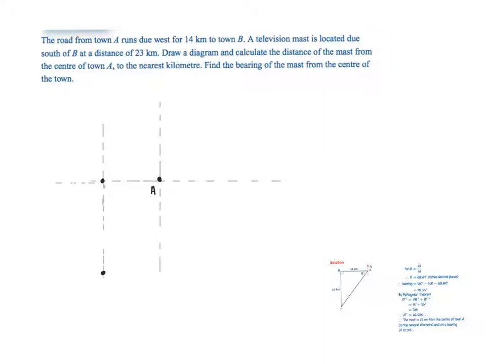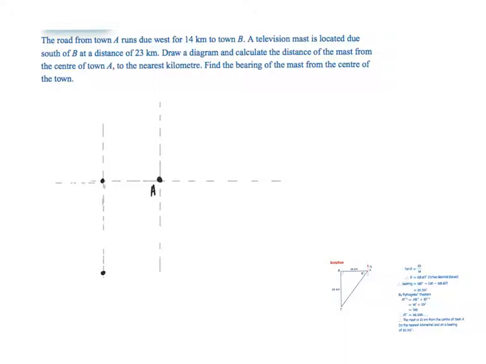Okay, so a road from town A runs due west for 14 kilometres to town B, and a television mast is located due south of B at a distance of 23 kilometres. Draw a diagram. You're always going to draw one and you're going to start and say that's A. Can you see I've started A?